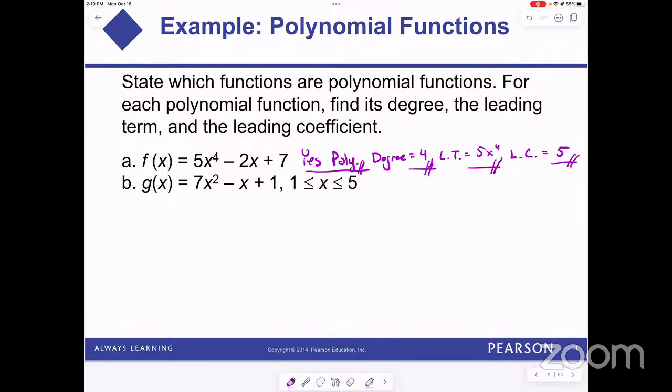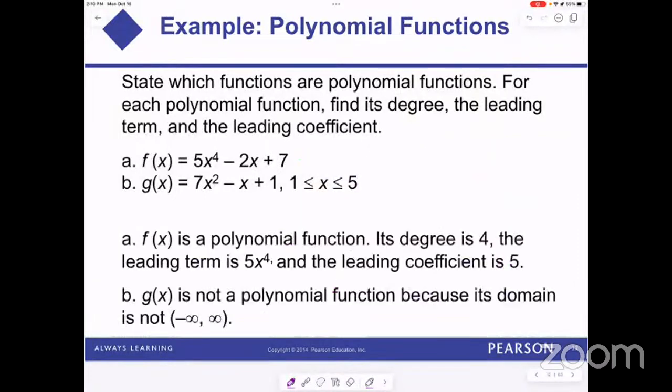For B, if we were to focus on this part here, we would say, oh yeah, it is a polynomial. But one property of polynomials is that the domain is all reals. This domain is restricted, so this is not the graph of a polynomial. So B is not a polynomial. And g of x is not a polynomial because its domain is not all reals.